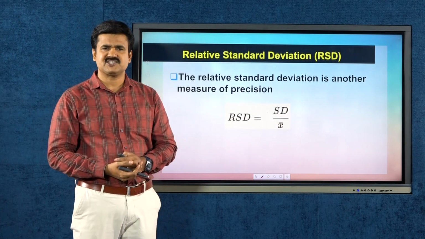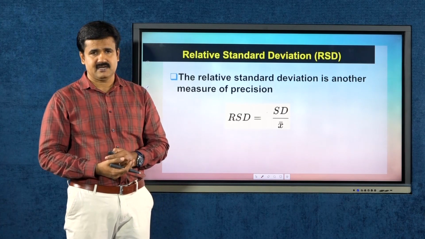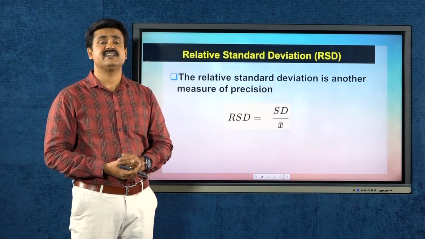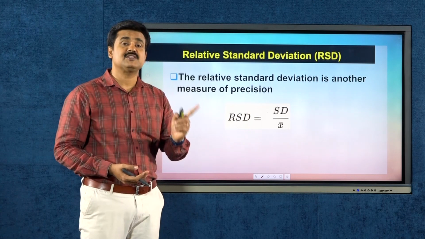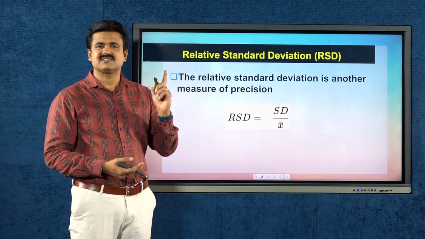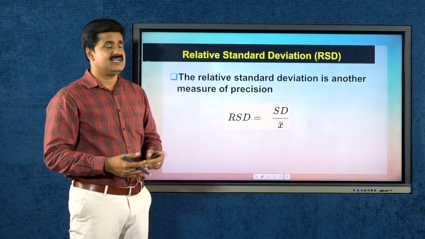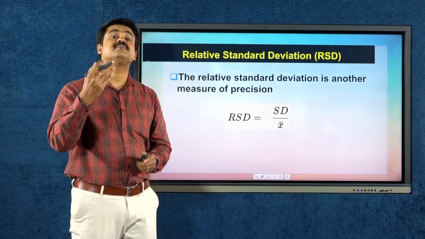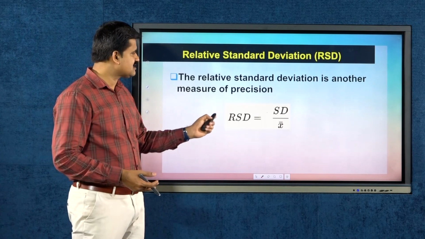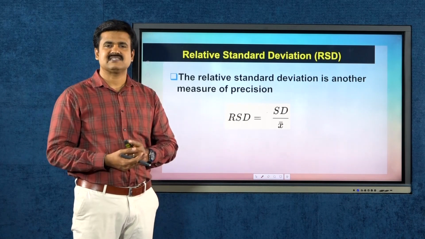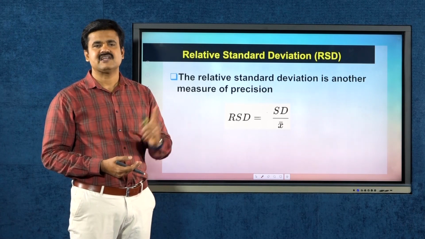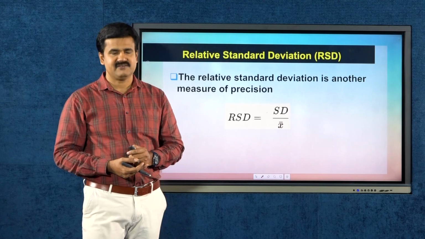RSD is given by the expression standard deviation divided by mean. You are familiar with the standard deviation, you are familiar with the mean. So, in order to get a relative standard deviation, you have to divide standard deviation with the mean of the measurements. This is a relative standard deviation. This is also a significant quantity, and in many cases, the relative standard deviation is expressed as a percentage. RSD is equal to standard deviation divided by x bar. x bar is the mean, SD is the standard deviation, RSD is nothing but relative standard deviation.